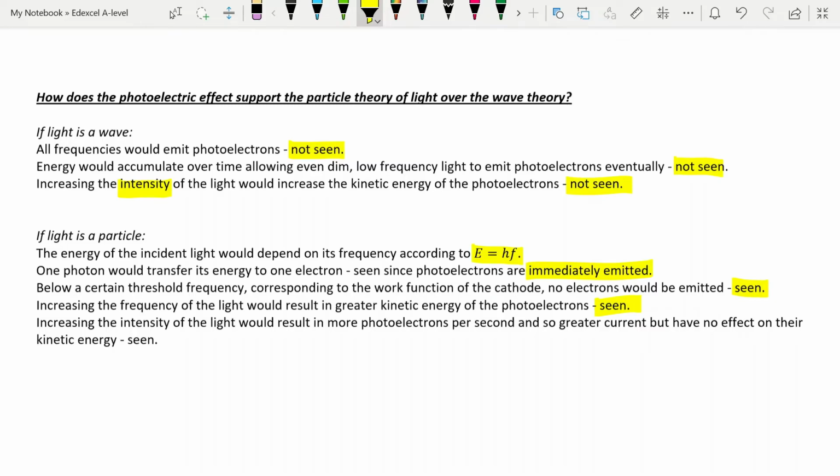With particle theory, intensity is not related to energy. Intensity is related to energy over time. It's the number of photons you receive per second. And so, if the particle theory is true, increasing the intensity should give us higher current because we'll get more photoelectrons emitted per second. It's just that each of those will have the same kinetic energy. And that is true. That's what we see. So it is very strong evidence supporting this idea.